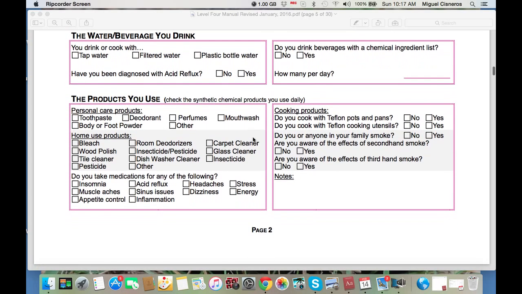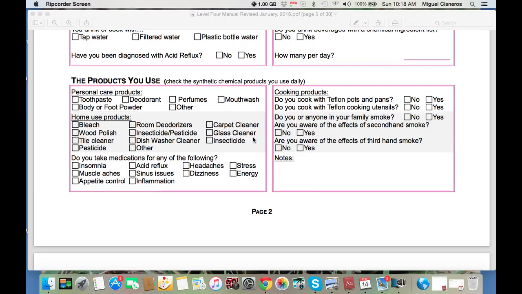Then the products that they use. It says check the synthetic chemical products we use daily. Many people are not aware of this. Personal care products, toothpaste. Once again, do you want to brush your teeth with a carcinogen? Deodorant, do you want to put carcinogens in your lymph nodes? Perfume, do you want to put petrochemical carcinogens in your skin, which goes in your bloodstream? Mouthwash, connected now with throat cancer, oral cancer. Body or foot powder, remember the talc?